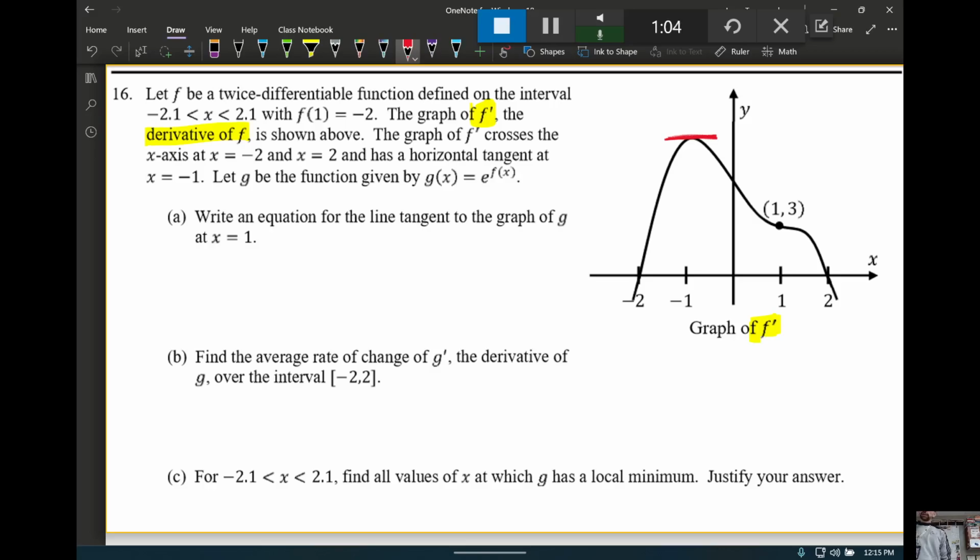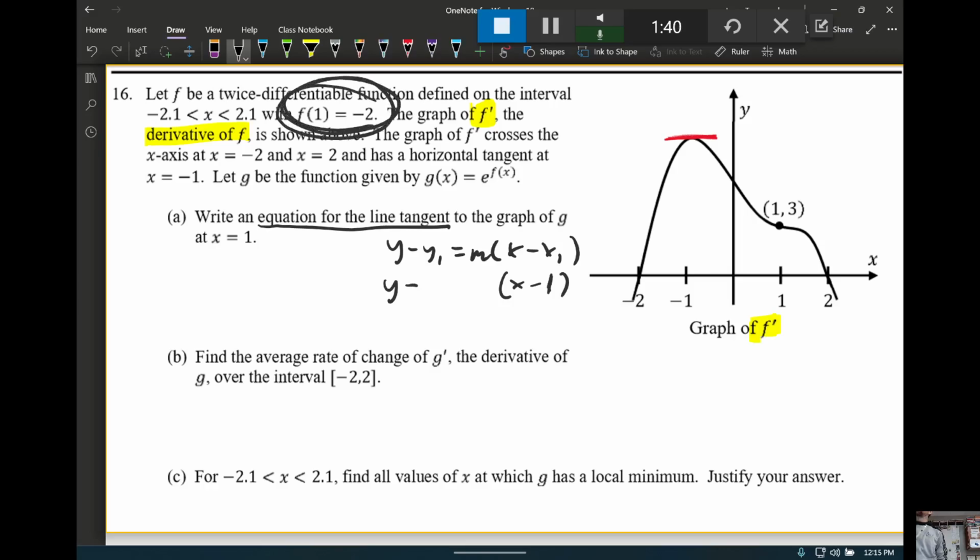Okay, part A, write an equation for the tangent line. Okay, before I even read anything else, tangent lines are linear. The easiest way to write a linear equation is with point slope. They're giving you the x value so you know where to go. And this is something that I've been harping on quite a bit today. Knowing the difference between plugging into the derivative versus plugging into the function. If you want a point, you need to plug into the function.